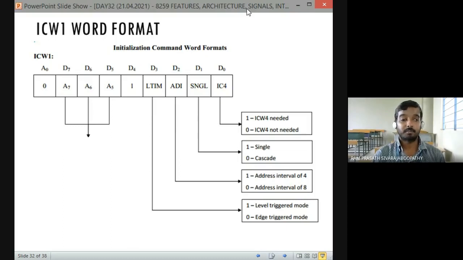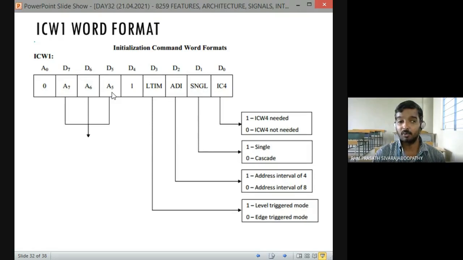LTIM stands for the mode in which we are programming, level triggered or edge triggered interrupt mode. So LTIM means level triggered interrupt mode. When we set 1, it means level triggered; 0 means edge triggered. Okay, then coming to the default bit, it is 1, we cannot change it, it is definitely 1. Okay, then the remaining 3 bits.